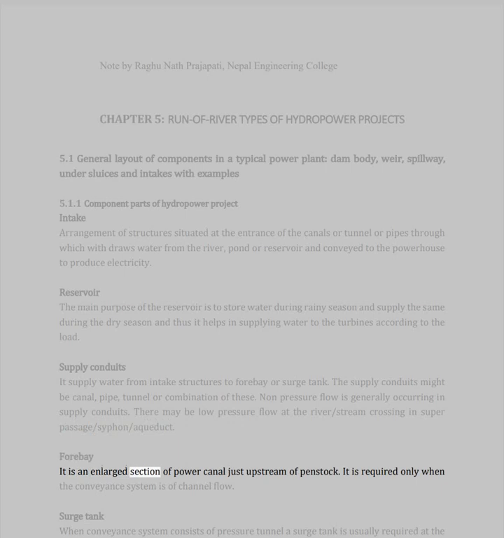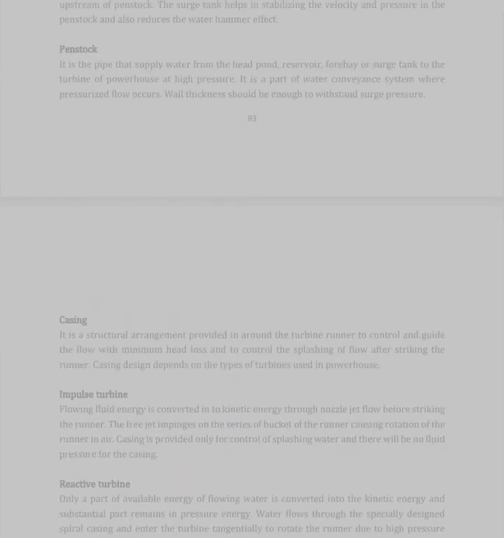Forebay. It is an enlarged section of power canal just upstream of penstock. It is required only when the conveyance system is of channel flow. Surge tank. When conveyance system consists of pressure tunnel, a surge tank is usually required at the upstream of penstock. The surge tank helps in stabilizing the velocity and pressure in the penstock and also reduces the water hammer effect.